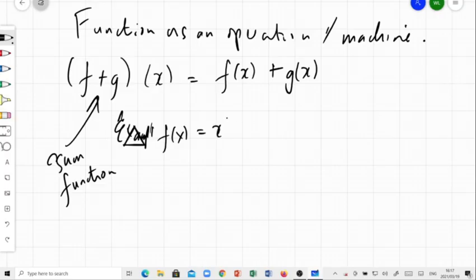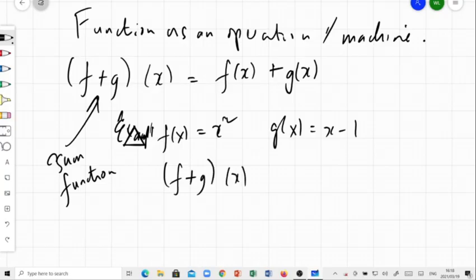Let's say I take f of x to be x squared, and g of x to be x minus 1. Then the sum function f plus g of x is going to be the sum of the old functions, which is x squared plus x minus 1. So it's just the sum of what the two functions do.